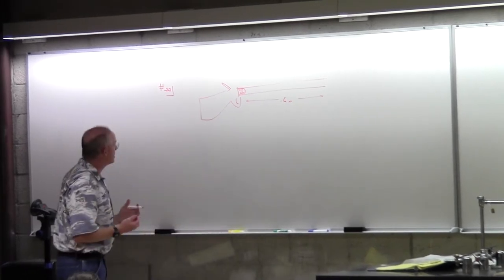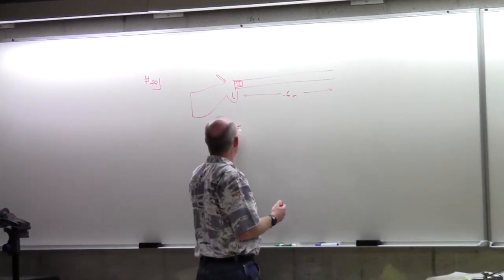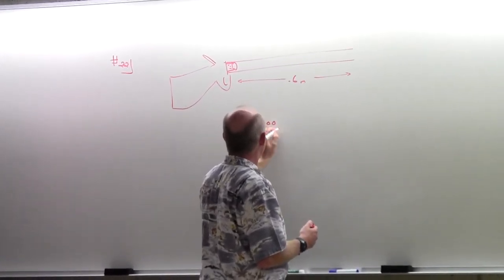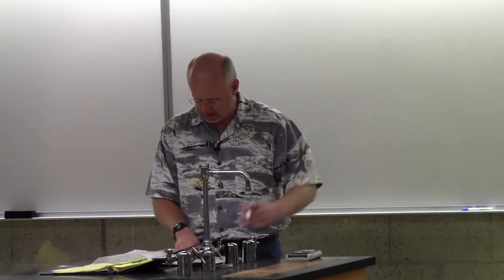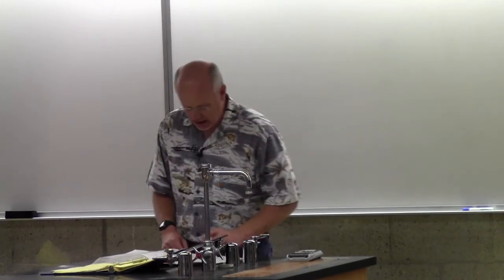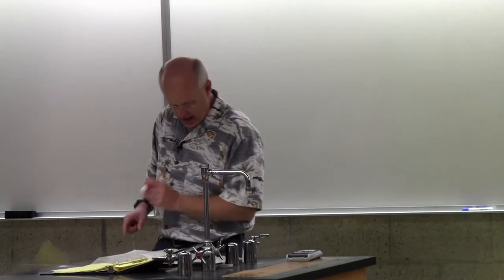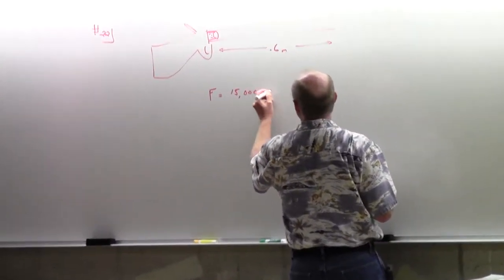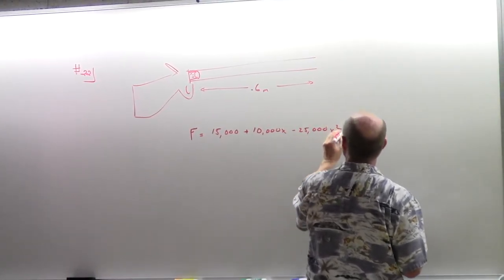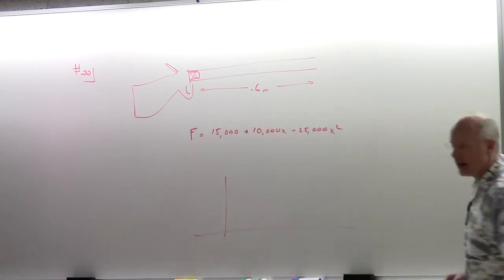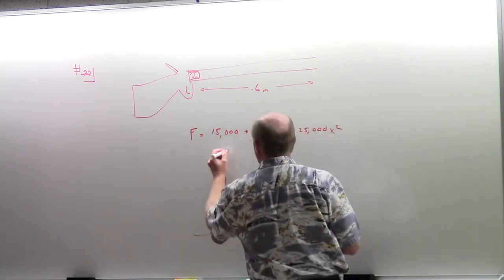We went into a long discussion about the equation for the force, which they give us as 15,000. What does it say? Choose the origin to be the location where the bullet begins to move. Then the force in newtons exerted on the expanding gas is given by 15,000 plus 10,000 x minus 25,000 x squared.